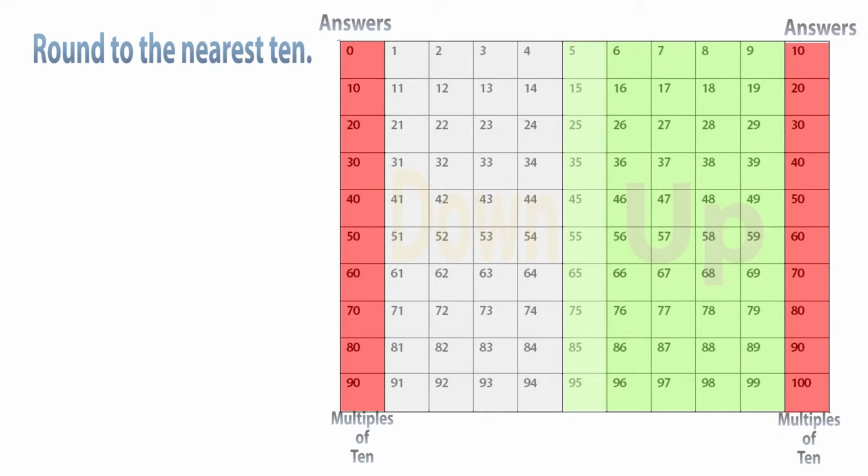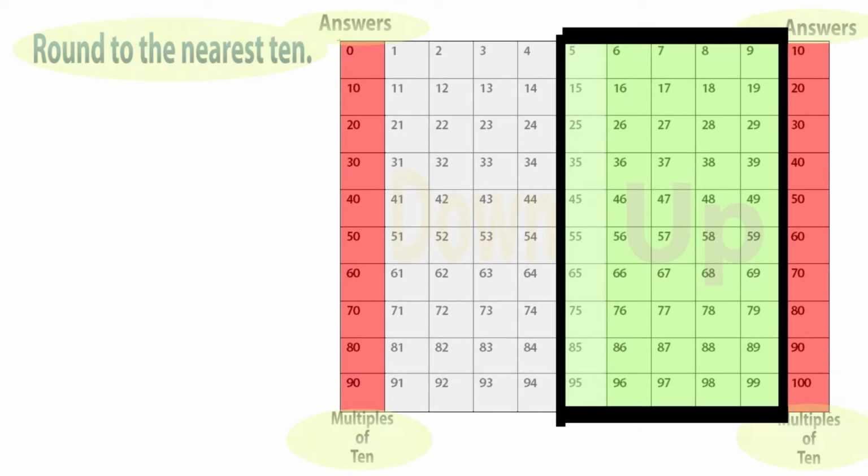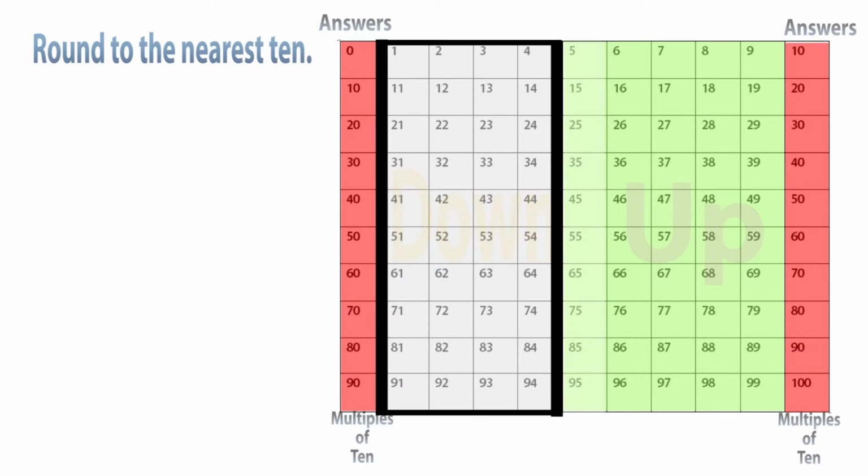First of all, the two columns that are red are multiples of 10. They all have a 0 in the ones place. When rounding to the nearest 10, these are your only options for answers. Your green columns are columns that round up to the larger multiple of 10. These are numbers that have 5, 6, 7, 8, or 9 in the ones place. The numbers that are in gray round down to the smaller multiple of 10. These numbers have a 1, 2, 3, or 4 in the ones place. This will make more sense as we look at some examples.